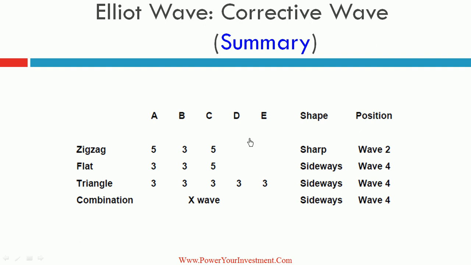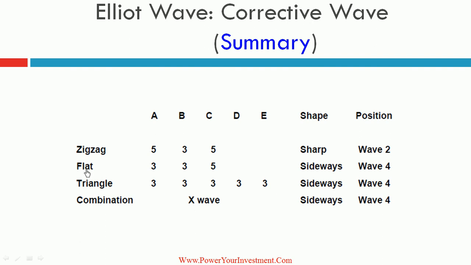So let's summarize the corrective wave structure. The first that we saw was zigzag. It has a 3-wave structure, A, B, C, and the subdivision pattern that zigzag follows is a 5-3-5 subwave structure. The shape of the structure is usually a sharp corrective move. It usually happens in wave 2.